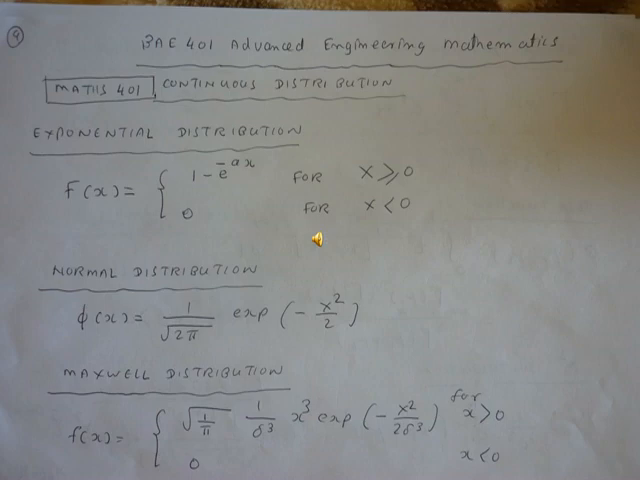In the meantime, we can also write down the normal distribution equation. Phi(a) is equal to 1 divided by square root of 2 pi, multiplied by exponent of minus a squared divided by 2. And also the Maxwell distribution. f(x) is equal to, for x greater than 0, the square root of 2 by pi, 1 divided by delta power 3, multiplied by x power 2, exponent of minus x squared divided by 2 delta squared. And for x less than 0, the f(x) value is 0.